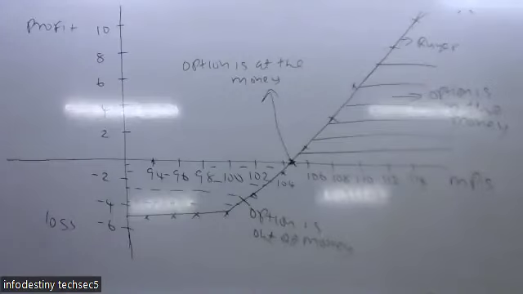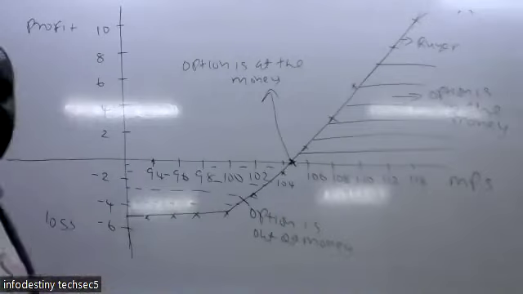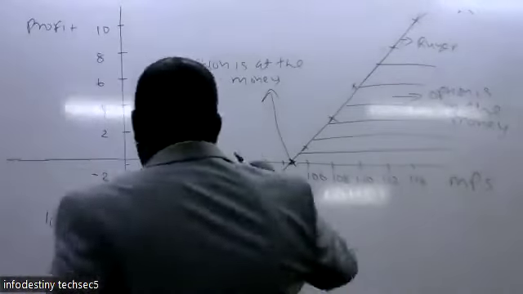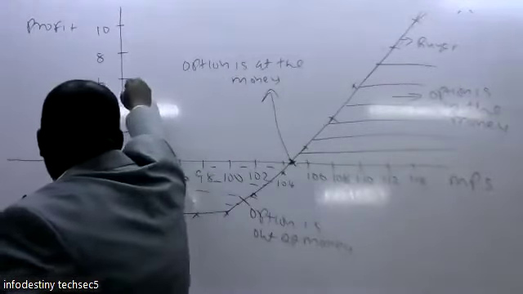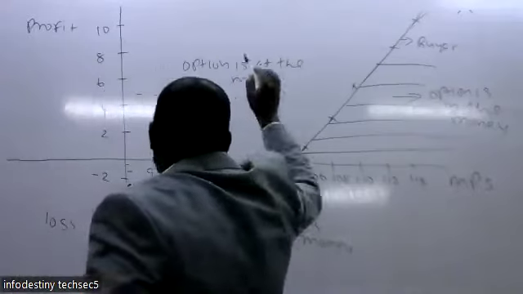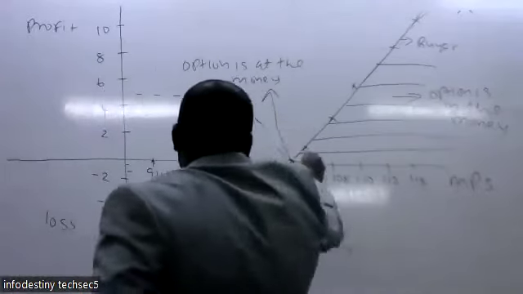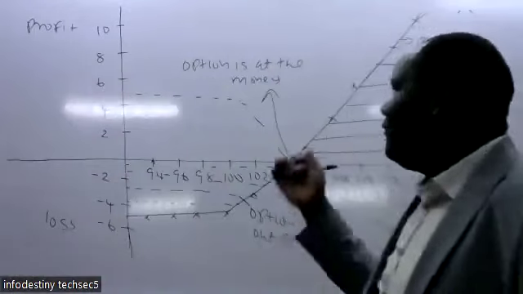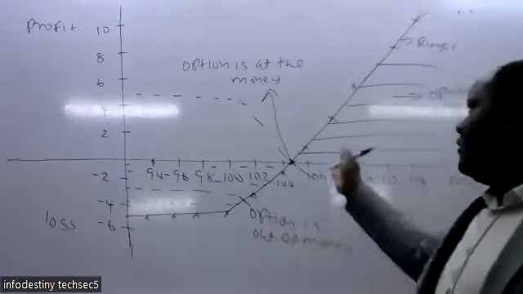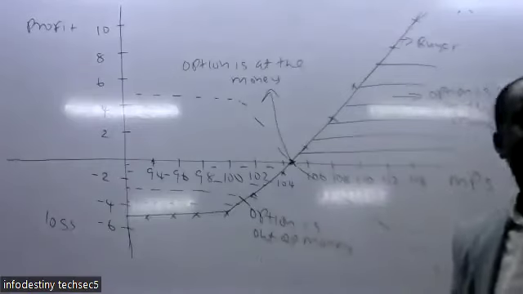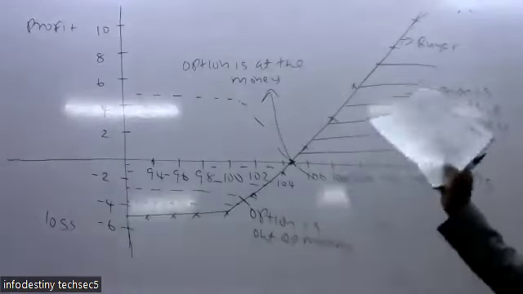If it had been the seller, options are zero-sum games. The gain by the buyer will be the loss by the seller. So if it was the seller, it would just be a reflection at that point, a mirror reflection like that. That is if the question had given you the seller, but now it was the buyer, it will appear in that manner. So that is now for the call option.